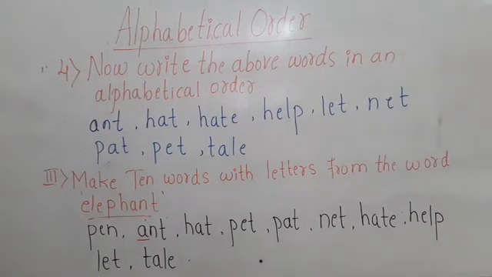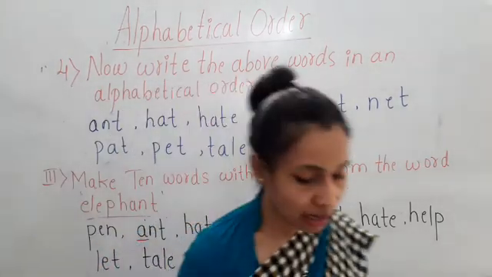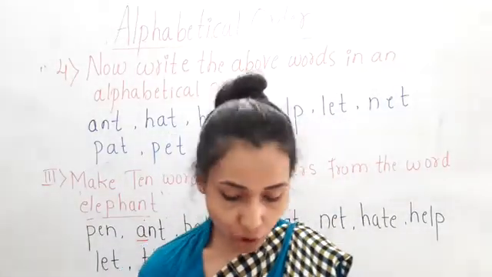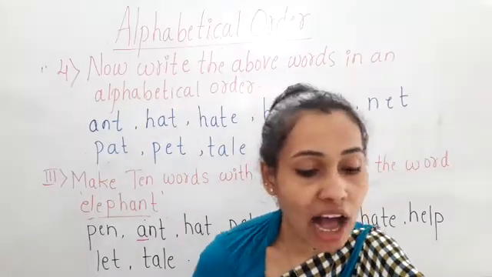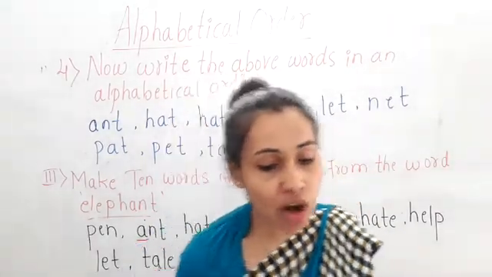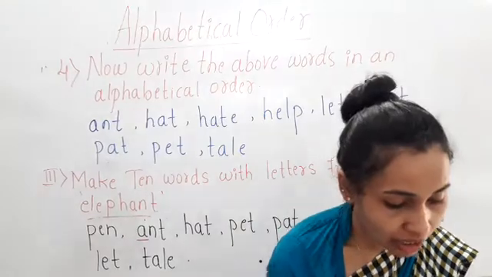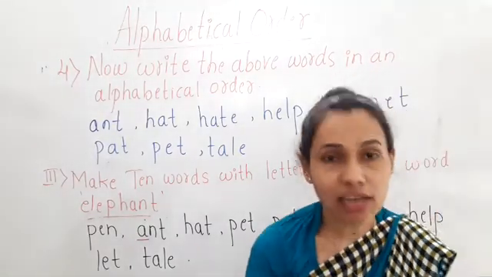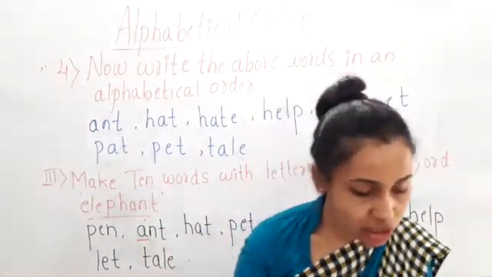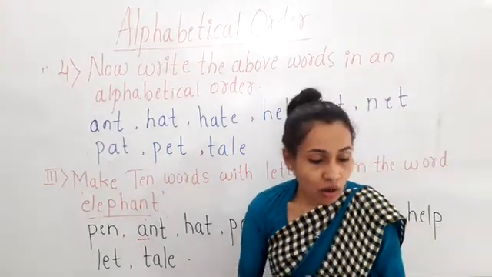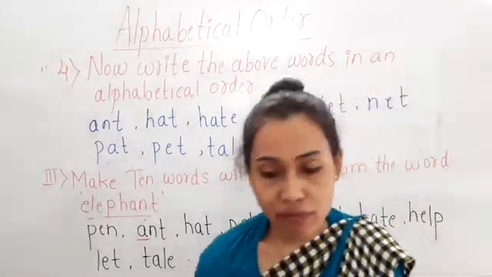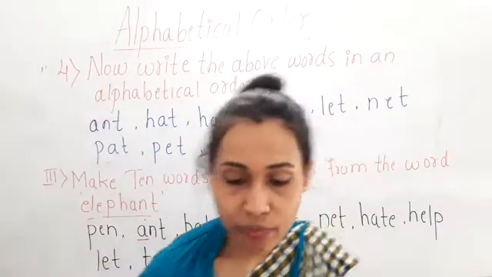Now look at the fifth question, children. Now look at the fifth question from page number 49. Arrange in alphabetical order the words given below. Here there are a lot of words in different boxes, children. So we have to arrange all the words in alphabetical order.